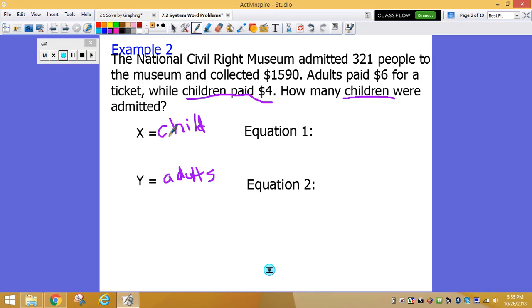So money. Children were $4, so I'm going to put 4X, right? Kids' tickets were $4. And adult tickets were $6, so I'm going to put 6Y, because I made Y be my adults. So I have money plus money has to equal money. So I'm going to set that equal to $1,590. So I used my $4, I used my $6, I used my $1,590.